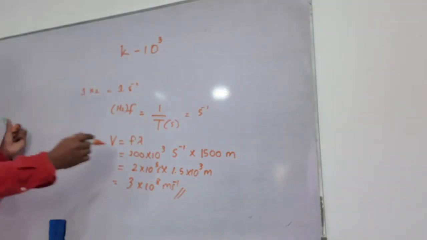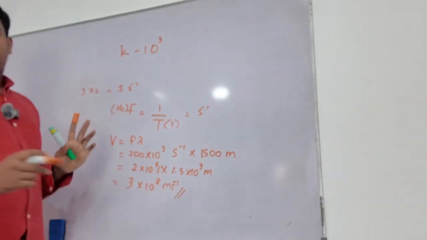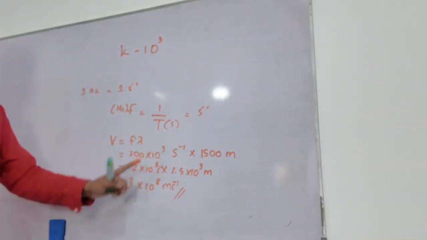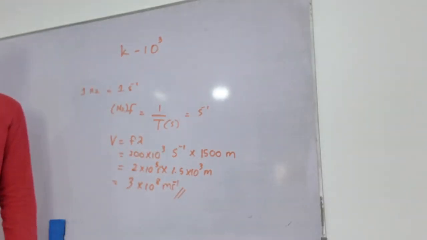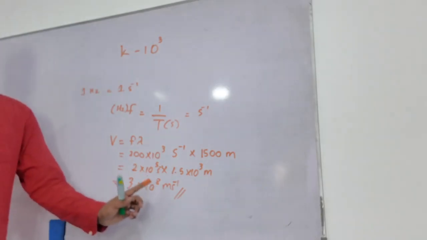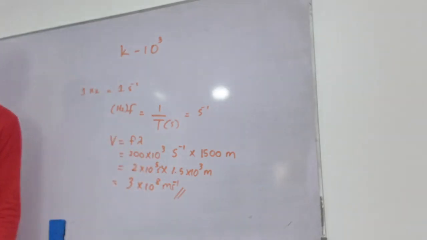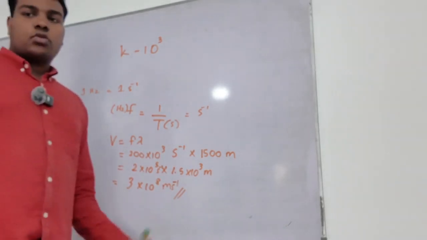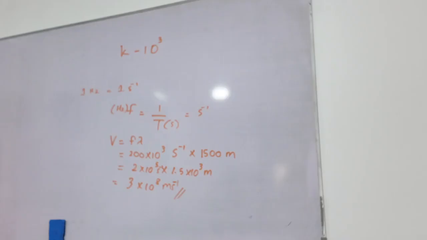If you had not converted the kilo to 10 to the power 3, you would get a k. So basically this will be 3 times 10 to the power 5 km s minus 1. It's very easy. Okay guys, you can put down your hands. Those who got this question wrong can copy this down now.